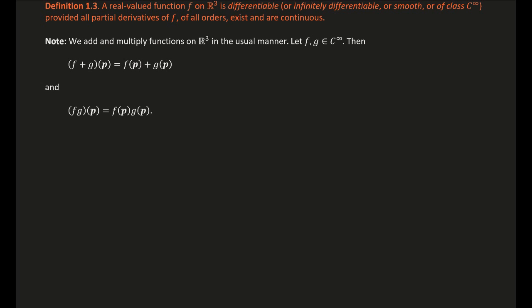For example, given functions f and g in C infinity, we define the addition of f and g at a point P to be the addition of the real numbers, which are f and g evaluated at P. The product f times g evaluated at P is the product of the outputs of f of P and g of P.